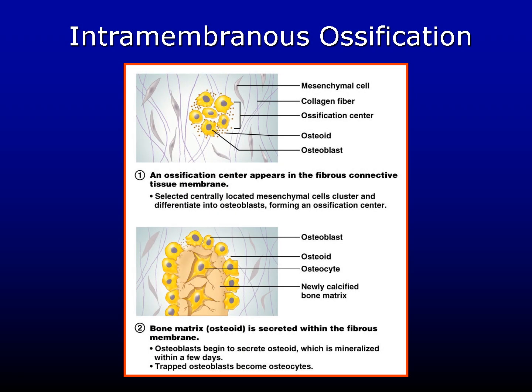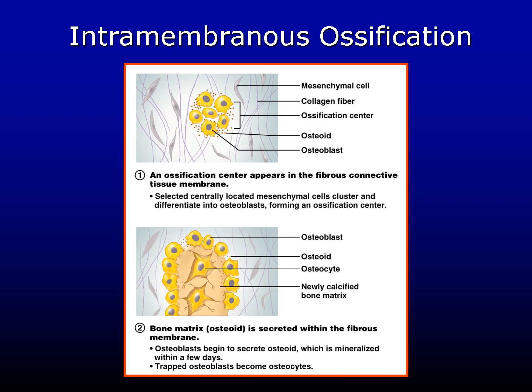Intramembranous ossification is how most flat bones are formed. In this type of ossification, there is no model of cartilage. Instead, ossification centers appear in fibrous connective tissue membranes. Recall that mesenchymal cells are embryonic cells that can become other types of CT cells even in the adult.